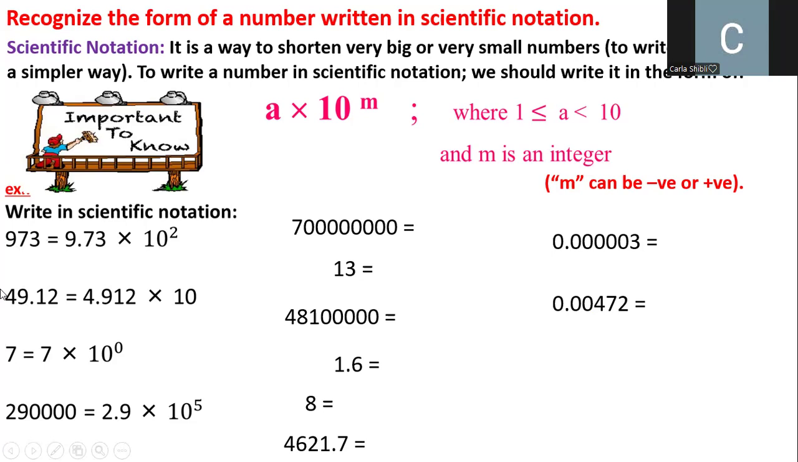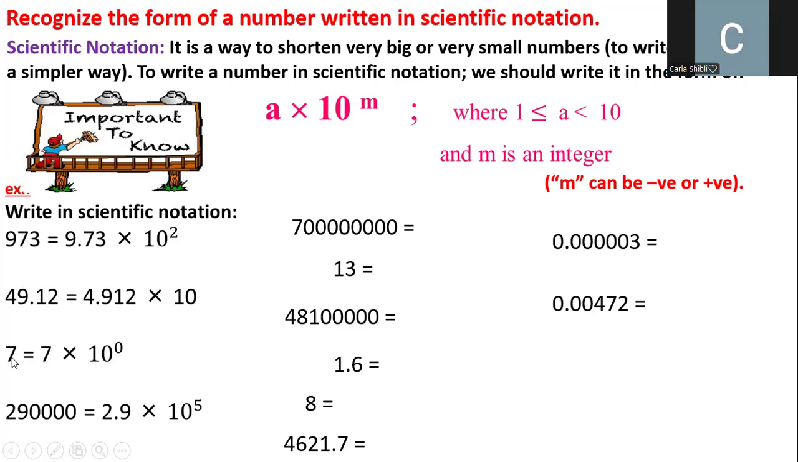49.12. Now this is a decimal number. Is it between 1 and 10? No, it has a point, but it's 49. It's more than 10. Let's make it between 1 and 10. So I should put the point between the 4 and 9. I moved the point from here to here. So I moved it 1 digit. So I multiply by 10, or 10 to the power 1.